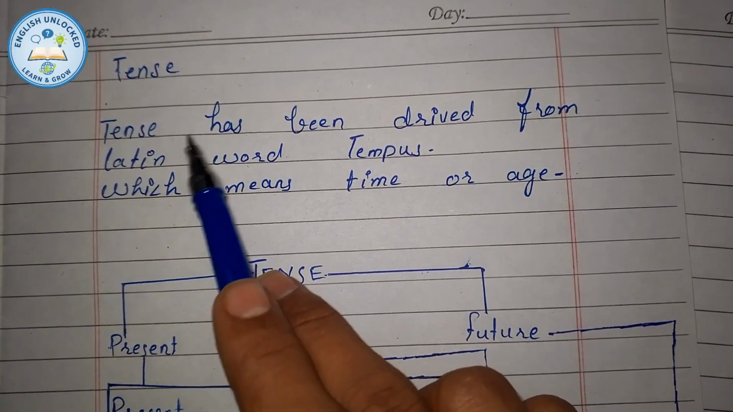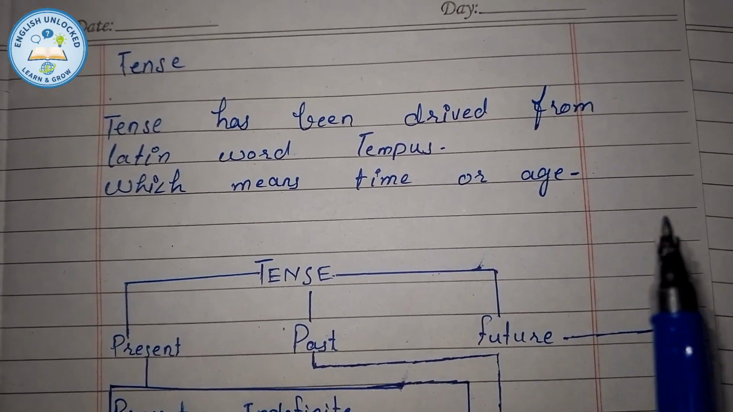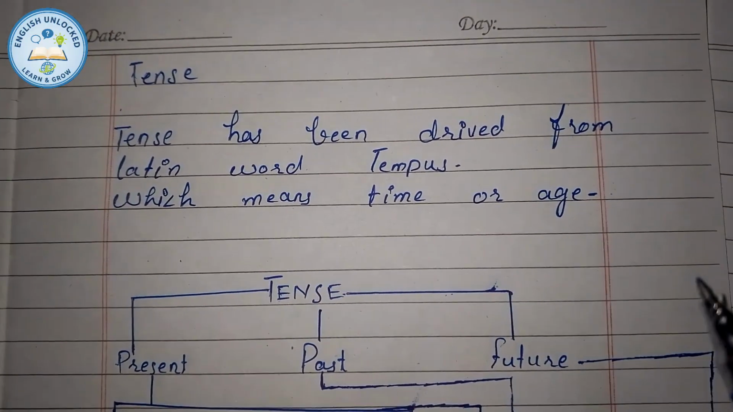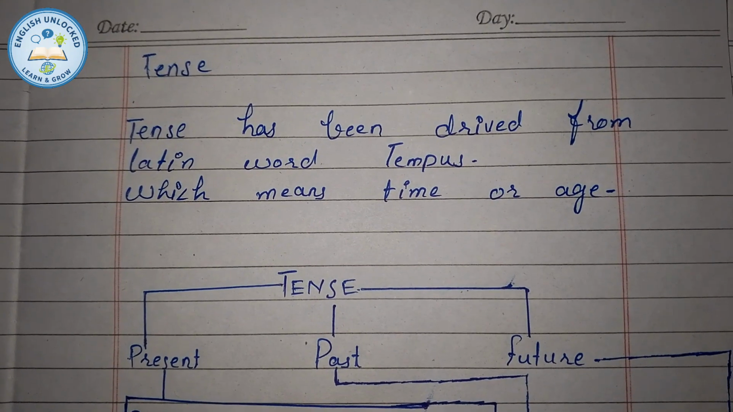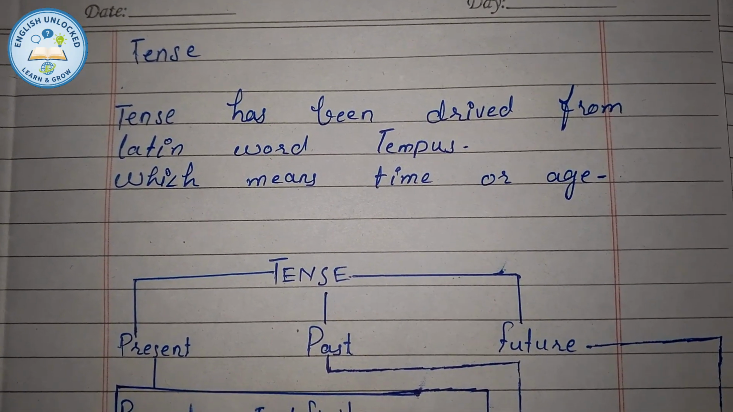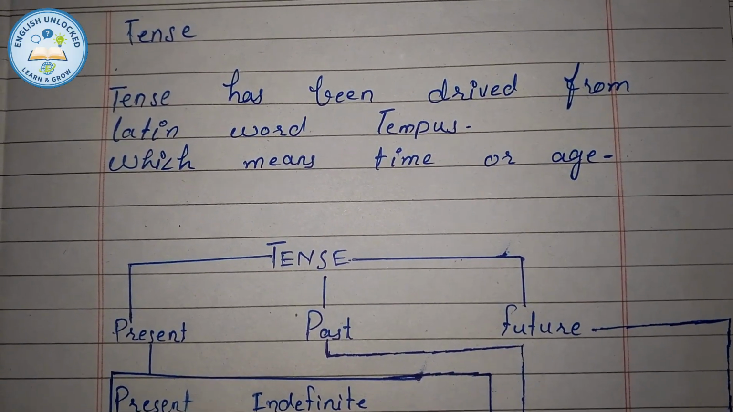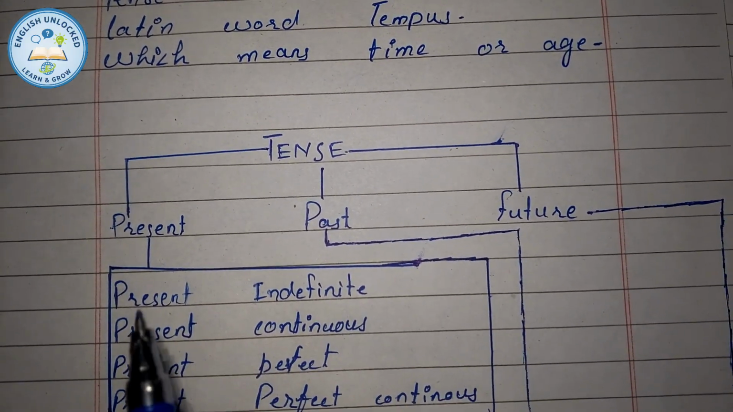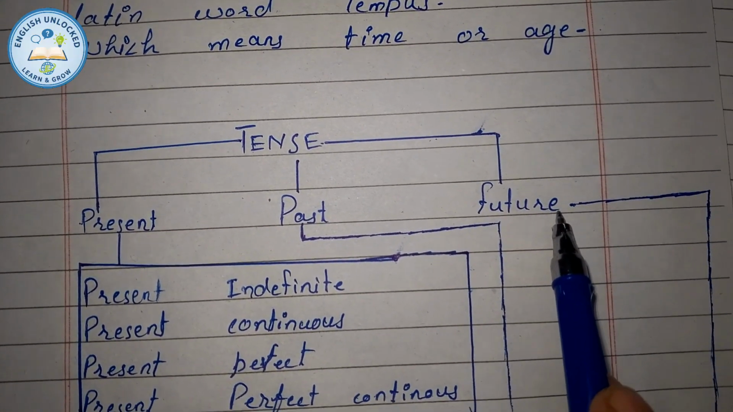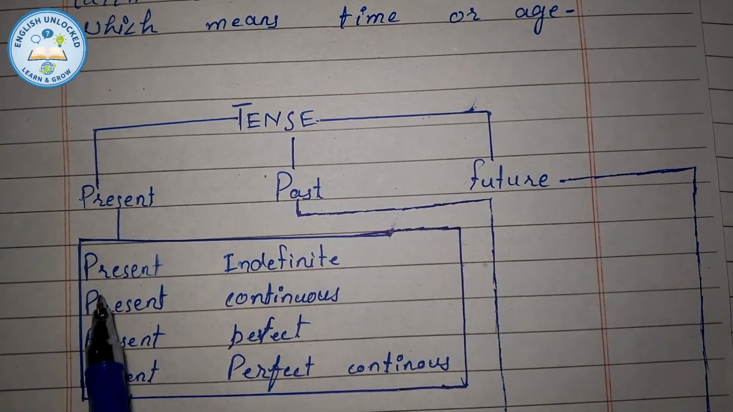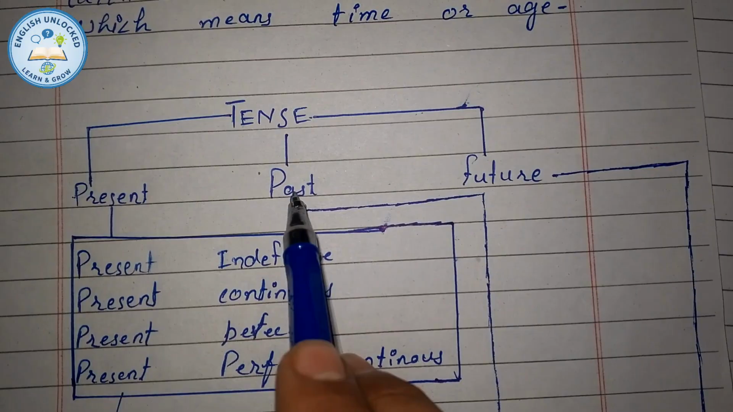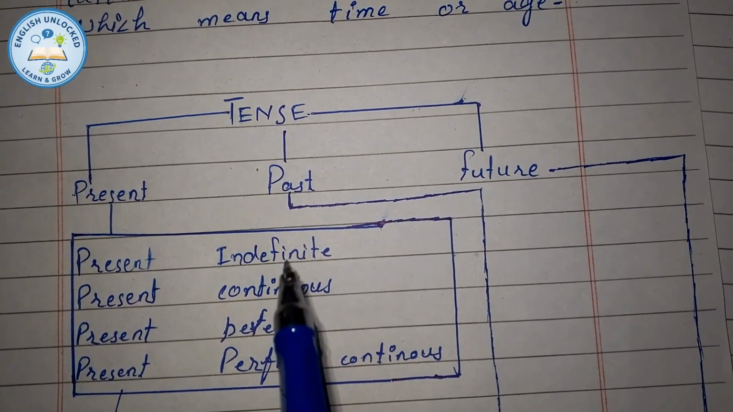Tense. The word tense has been derived from the Latin word tempus, which means time. It means the word tense has been taken from the Latin word, and it is meant for time, age. After that, there are three main branches of tense: present tense, past tense, future tense. Every branch contains its sub branches. This is the branch of tense, and these are the sub branches of this tense.